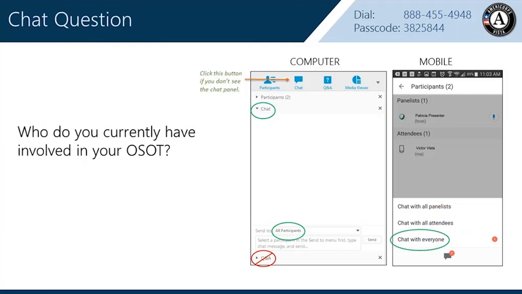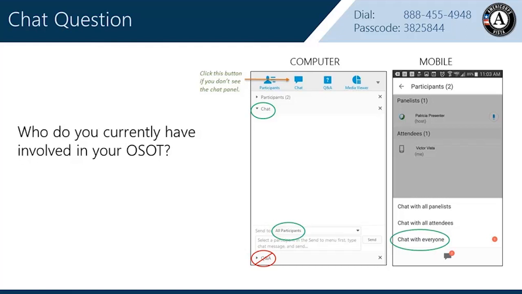We want to know, who do you currently have involved in your OSAT? Ryan said that he strongly recommends that you do not go at it alone, and we're sure that you don't. So who else do you include? Just let us know in the chat. Make sure that your notes go to all participants, and let us know.